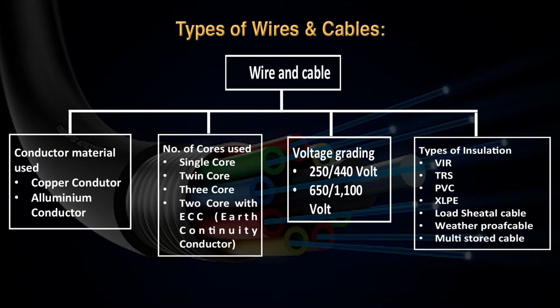It can be classified as vulcanized india rubber, that is called VIR, then TRS, that is tough rubber sheath, then PVC, that is polyvinyl chloride, then XLPE. XLPE means cross-linked polythene. Then it can also be classified as lead sheathed cable, weatherproof cable and multi-stranded cable. So this is how you can classify wire and cable on the basis of the conductor material used, number of cores used, voltage rating and type of insulation.